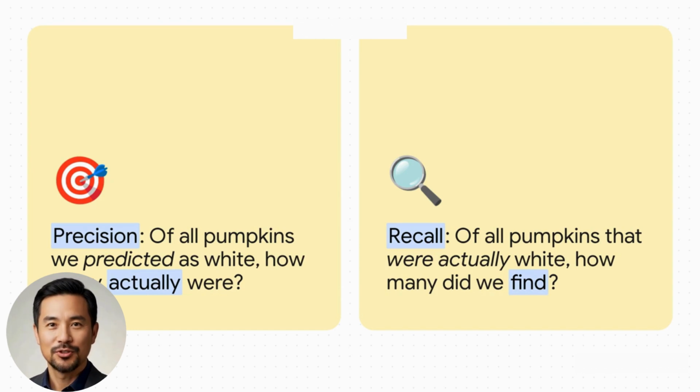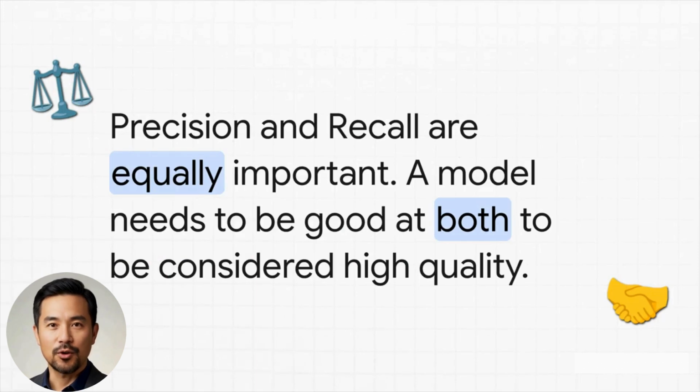Recall, on the other hand, asks, of all the white pumpkins that were actually out there, how many did our model manage to find? This is a measure of quantity, or completeness. And you can probably see there's a natural tension here. A model could get perfect precision by only flagging the one pumpkin it's absolutely 100% sure about, but it would have terrible recall because it missed all the others. The key is that neither one is better, they're partners, and they're both equally important for evaluating your model.